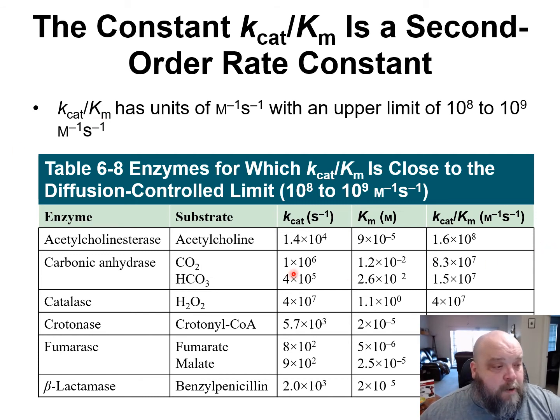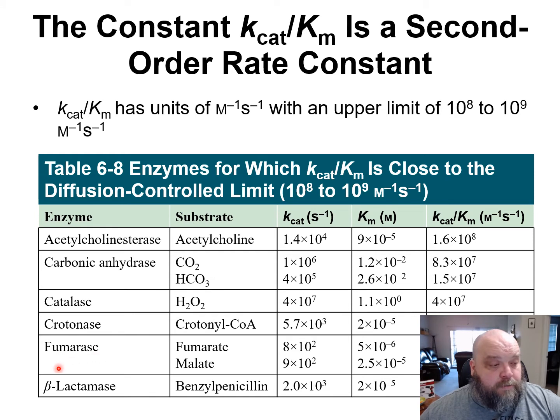So when you look at it, enzymes, catalase, hydrogen peroxide, which we talked about. Kcat, 4 times 10 to the 7th, that's the turnover rate. Km, 1.1. So its ratio is 4 times 10 to the 7th. Not bad.